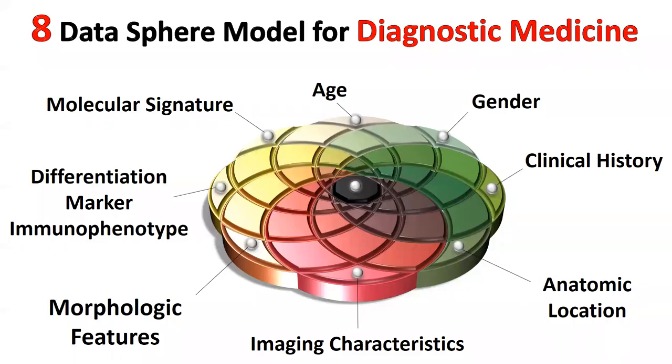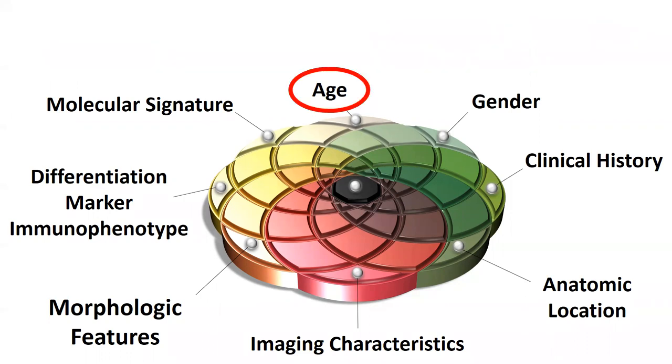Okay, let's look at this 8-Venn diagram sphere. We're working this hypothesis that our current patient, this anaplastic ependymoma that seeded the CSF, may have evolved from a subependymoma. All right, I say we need to populate the sphere. Age.